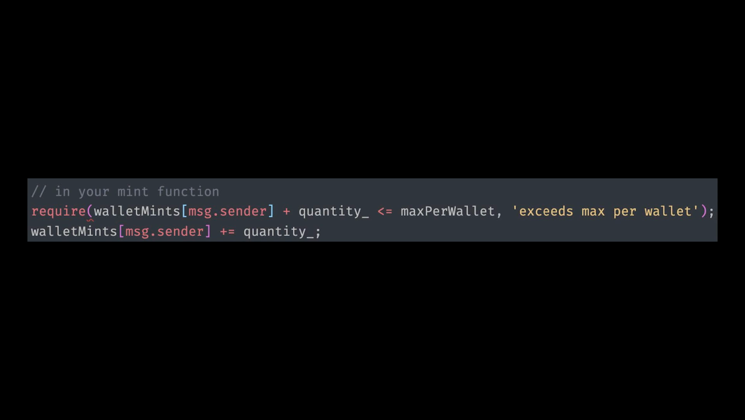And if it is not true, we're going to have the normal error exceeds max per wallet. And what you're going to do after that is you're going to add the number of quantity that the person has minted or wanted to mint, and you want to keep track of it in that variable. So this keeps track of how many they have minted. This prevents them to mint more than the max per wallet.